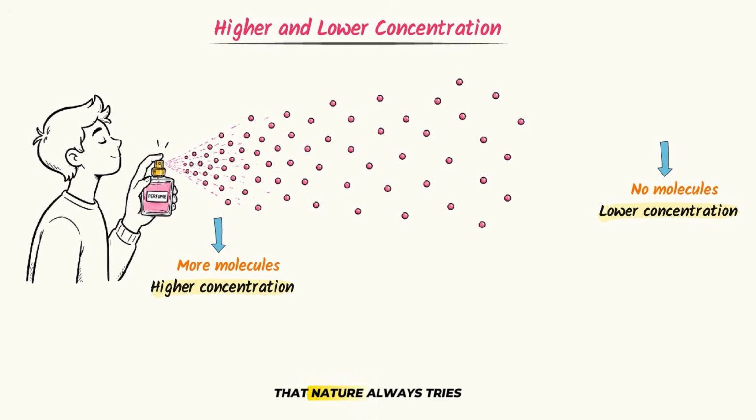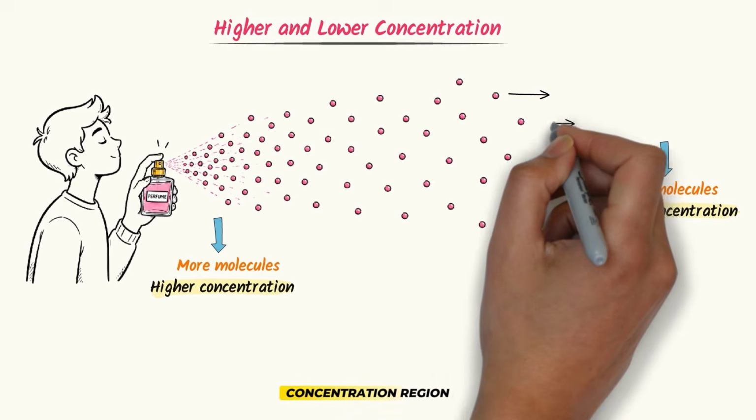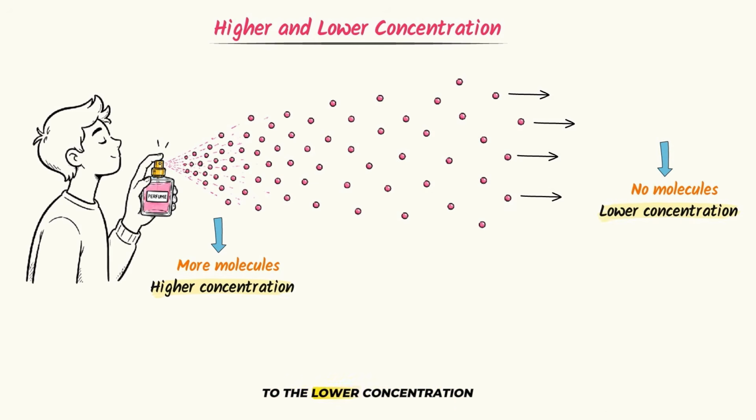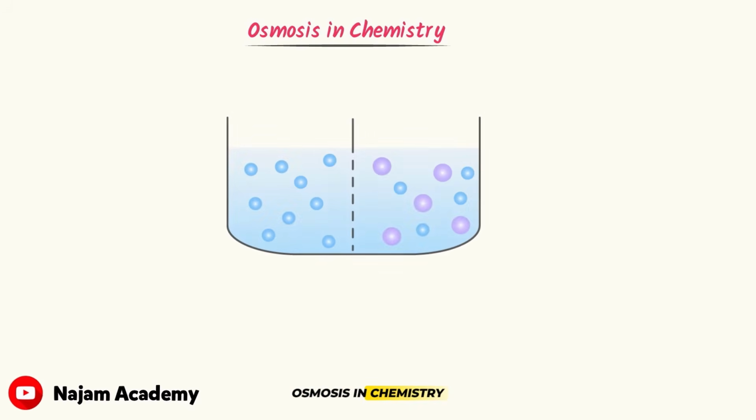Remember that nature always tries to reduce this difference. So perfume molecules automatically move from the higher concentration region to the lower concentration region. Therefore, we say that higher concentration means more particles in a given space, while lower concentration means fewer particles in the same amount of space. Now we will understand osmosis in chemistry.